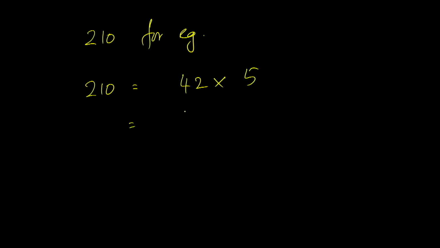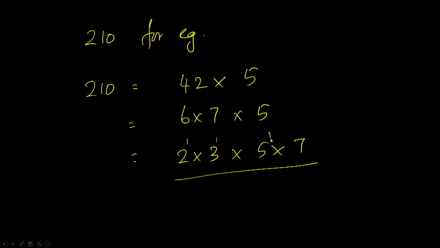Consider 210 for example. 210 is 42 into 5, which is 6 into 7 into 5, or can be written as 2 into 3 into 5 into 7, the canonical prime factorization. The exponent is 1 everywhere. So here we find that it doesn't have a square factor.